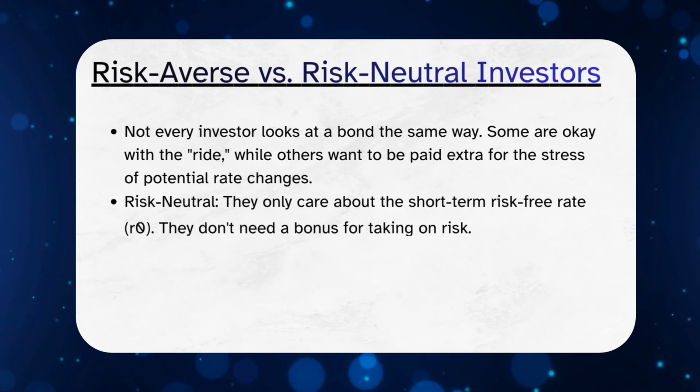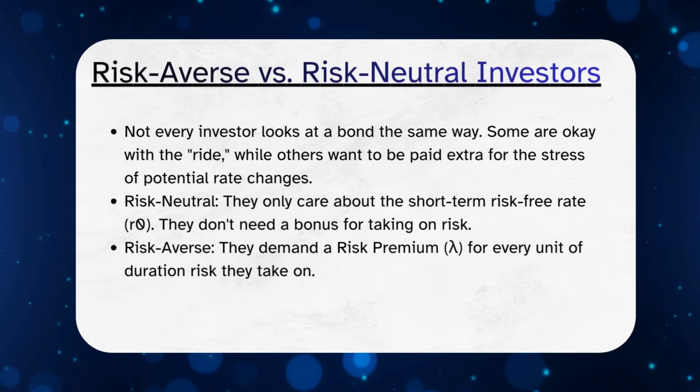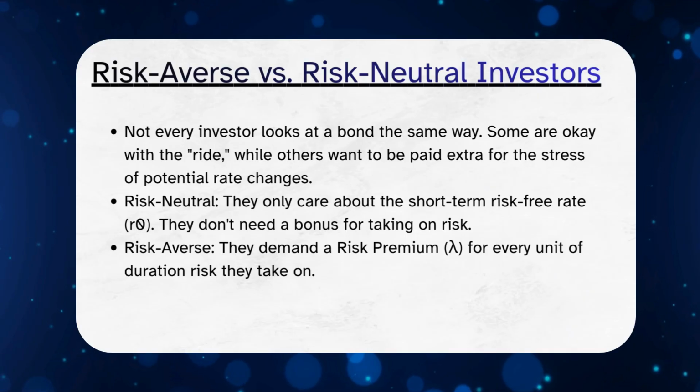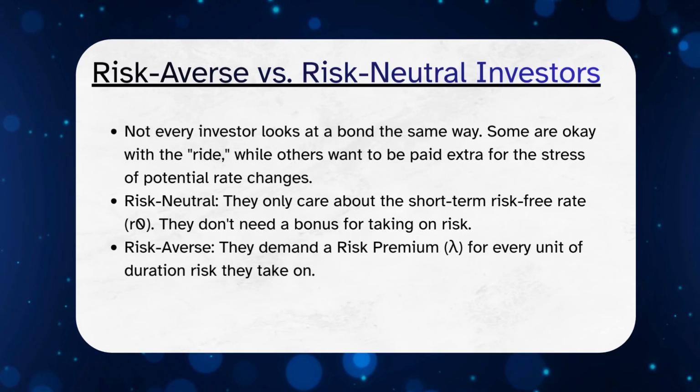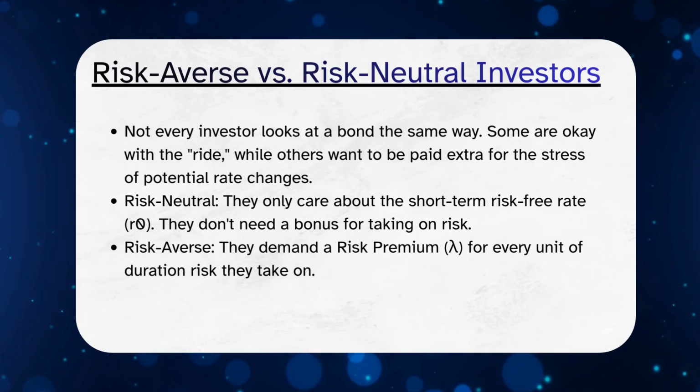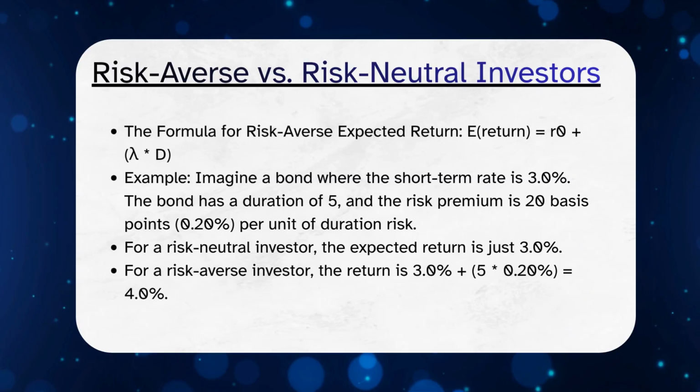Now, how much return you expect to get depends on your appetite for risk. A risk-neutral investor is happy with just the short-term risk-free rate, or R0. They don't need an extra incentive to deal with market swings. However, most people are risk-averse. They demand a risk premium, represented by lambda, for every unit of duration risk they take on.